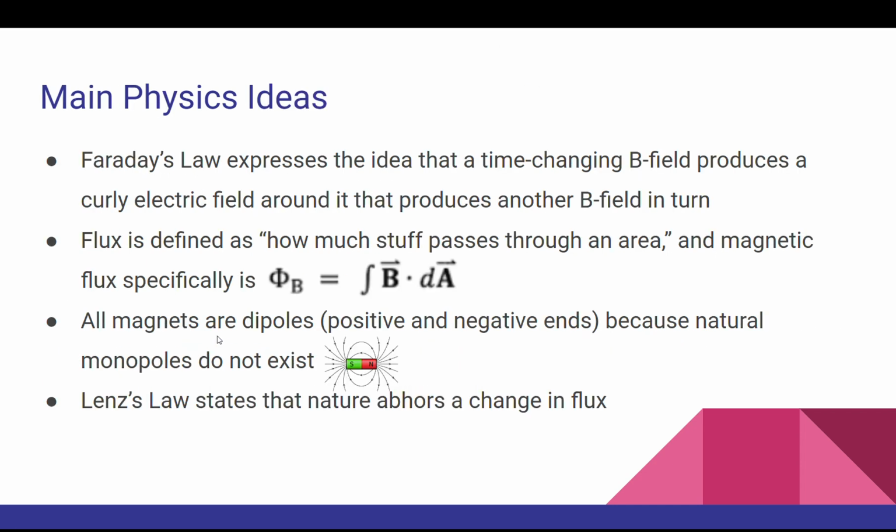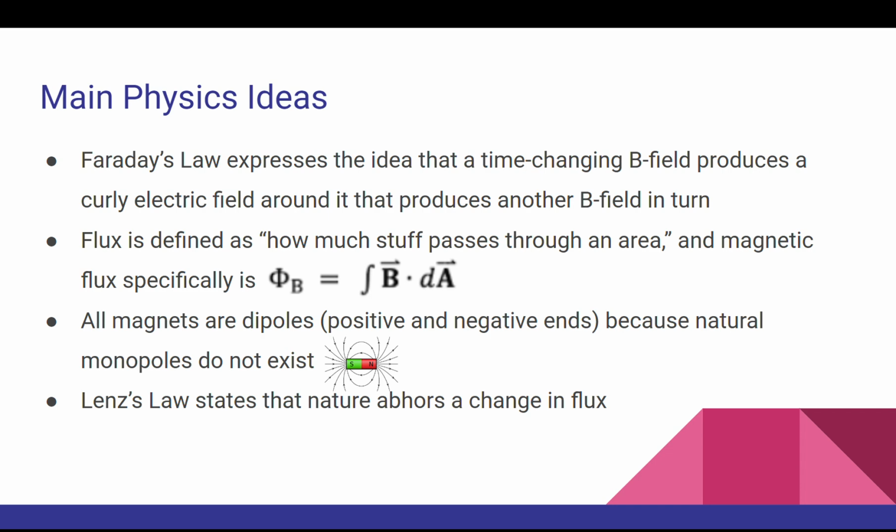Our ideas here include Faraday's law, which says that a time-changing B field produces a curly electric field that causes another B field to happen in turn, that affects the motion of the thing that falls down and causes a different motion in that falling object. Flux is defined as how much stuff passes through a given area, and magnetic flux is defined as the integral of B dot dA, also called phi of B.